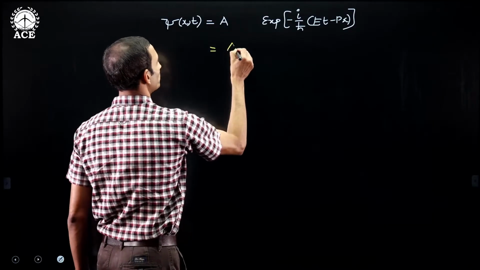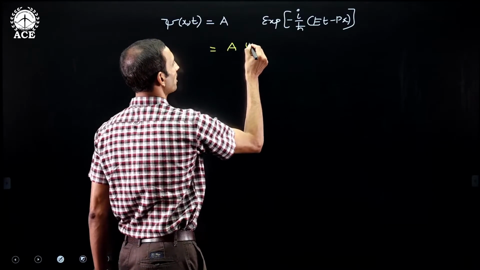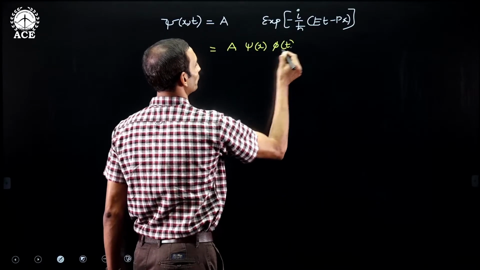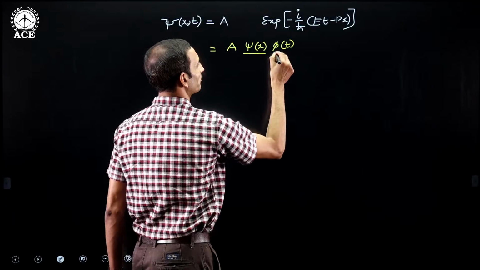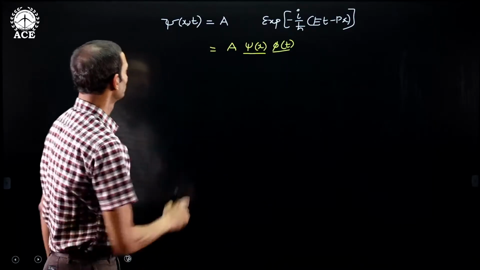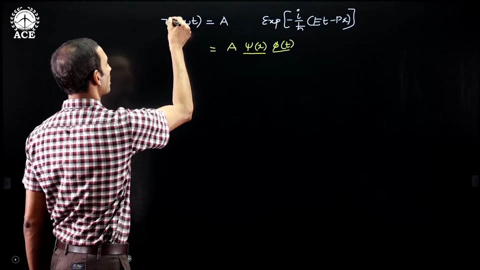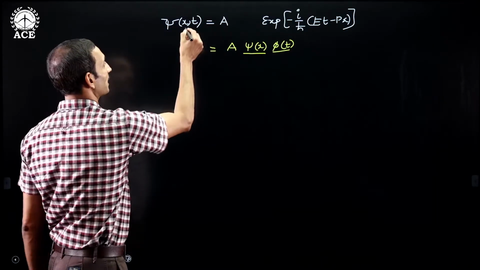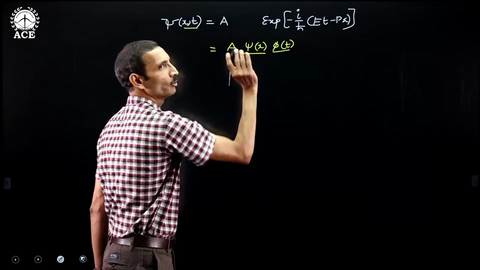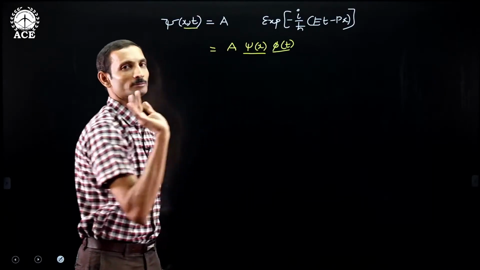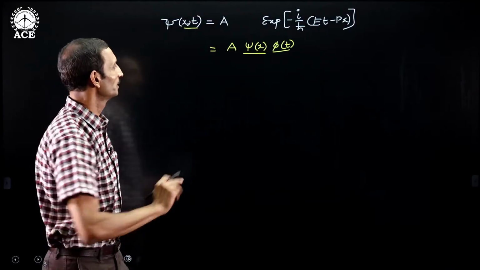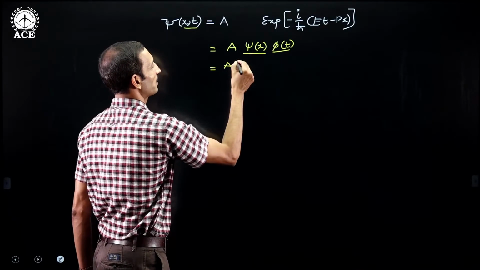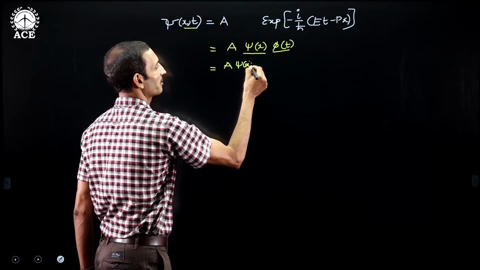I'm going to write it as A into psi of x into phi of t, where psi is a function only in x, and phi is a function only in t. This psi is different from this one. This has horns, did you see? This is a bigger psi, which is a function of both x and t. This is a small psi, no horns, so it will be a function only in x. So that is nothing but A into psi of x.